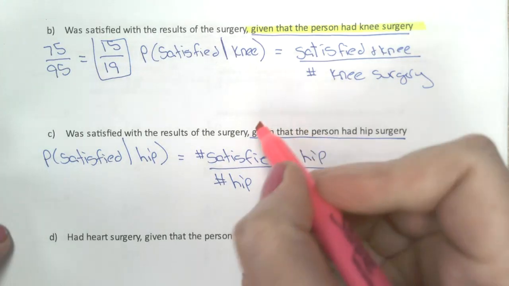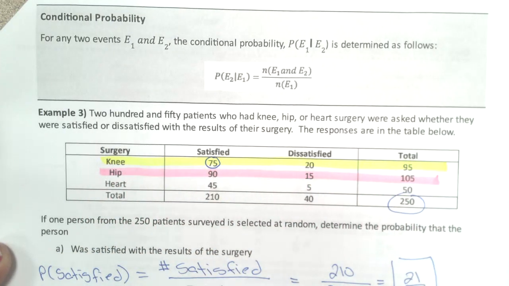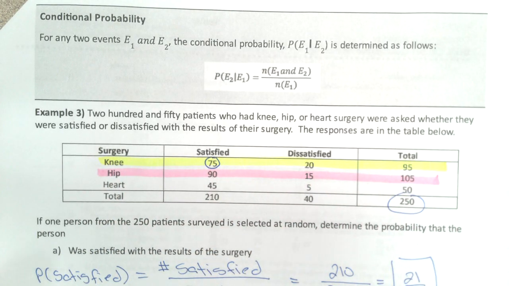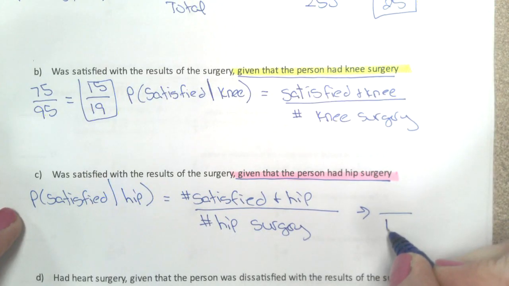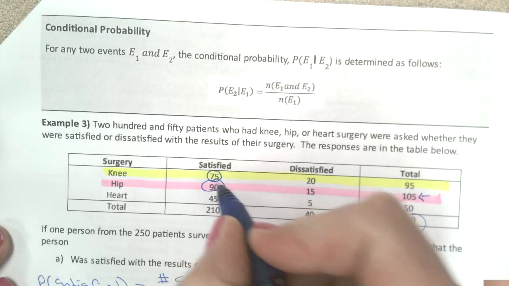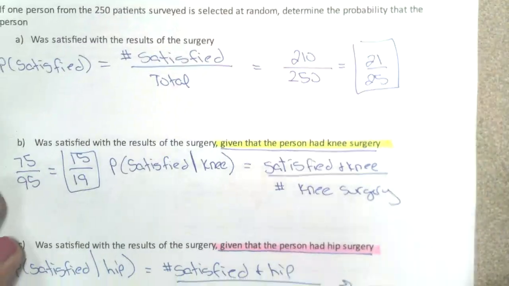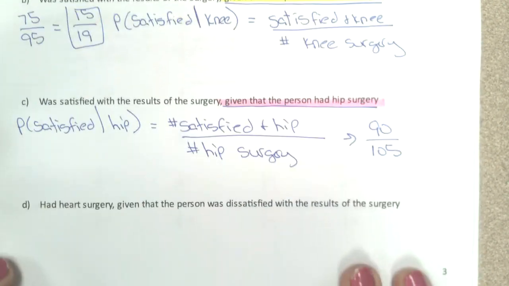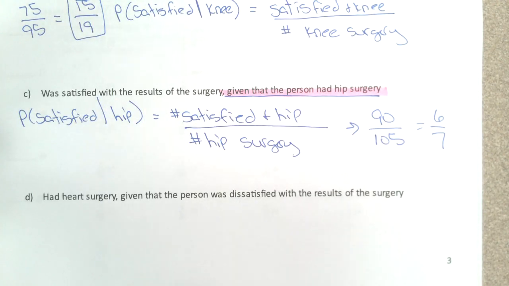Given they had hip surgery means now we are restricting everything to that row. So I have 105 people that have hip surgery. So that's my denominator. I have 90 who had hip surgery and were satisfied with it. And this reduces to 6/7.